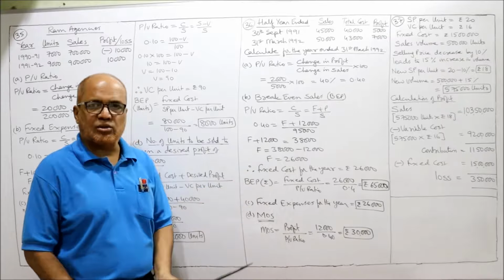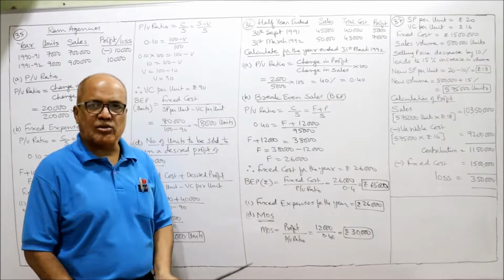Now volume. The volume will increase by 15%. What is the present volume? 5 lakh. To 5 lakh add 15%. So 15% of 5 lakh is 75,000. So add 5 lakh plus 75,000. 5 lakh 75,000 units is the new volume.